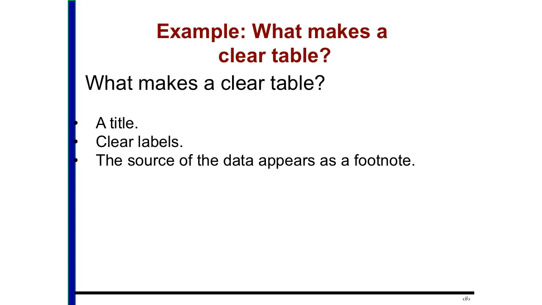So there's a few things that make a good table, make a clear table, and even graphs. You need to have a title. Graphs need to have a title. Tables need to have a title. They need to have clear labels, and the source of the data should appear as a footnote, at the bottom of the chart. You should always cite where you got your data from. Otherwise, people don't take it seriously.